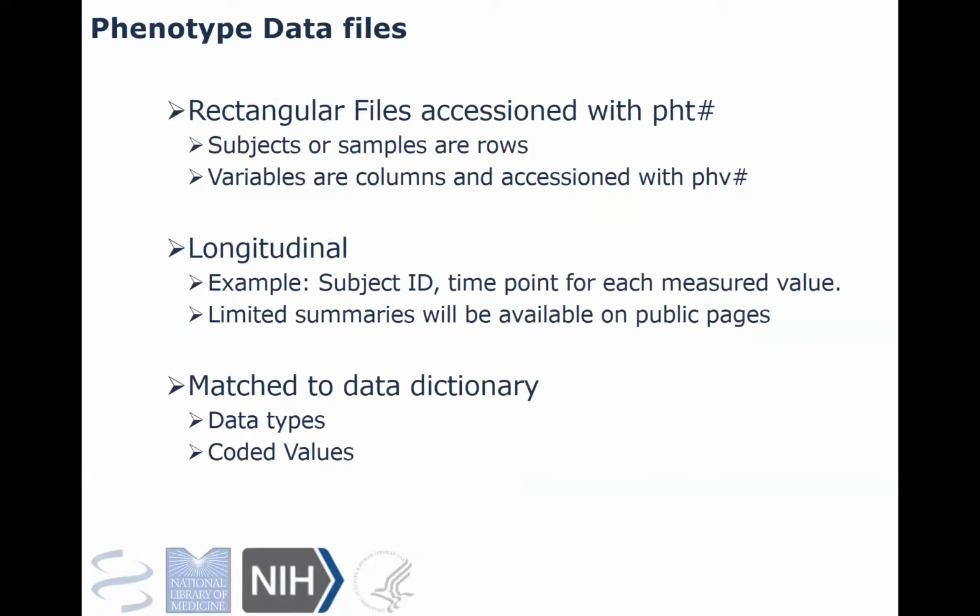Talking more about the phenotype data files, as I said, we modeled this as rectangular files accessioned with the PHT number, where the subjects or samples are rows and the variables are columns. These could be longitudinal, and in this case, we would have the key of the table be the subject ID and the time point for each measured variable. With longitudinal data, we have limited ability to show summaries on the public pages, but the full data sets can be available for controlled access download.